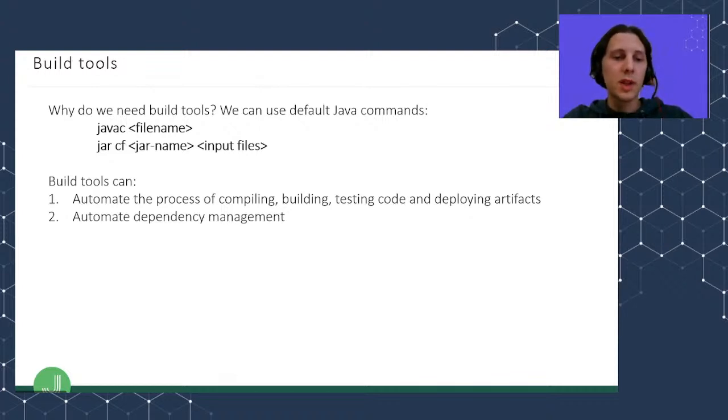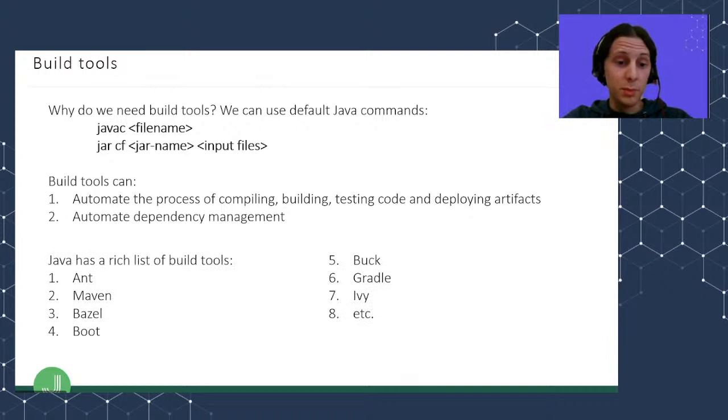And also build tools can automate dependency management. It's a very important feature. We will see later why. Java is a pretty old language. It has a huge variety of build tools. So to name a few, there is Ant, Maven, Bazel, Boot, Bug, Gradle, Ivy, and many, many more. We will see just 3 of them.